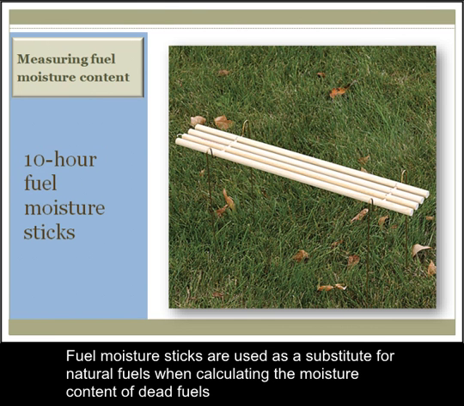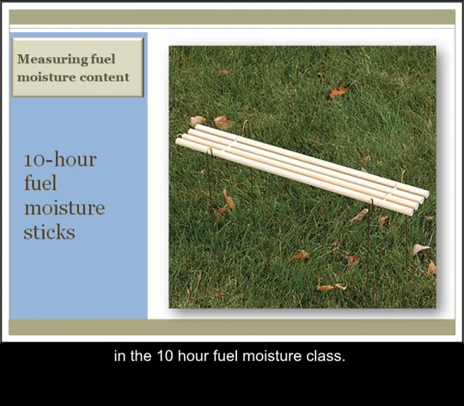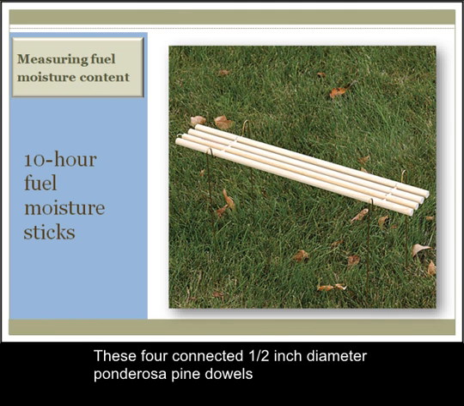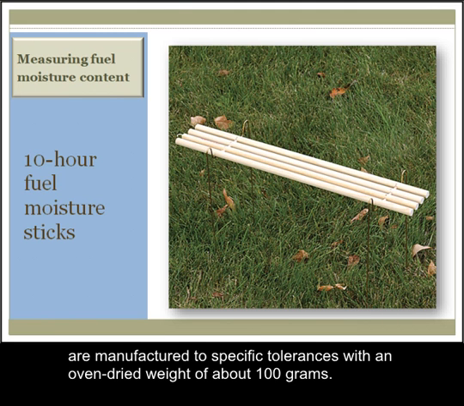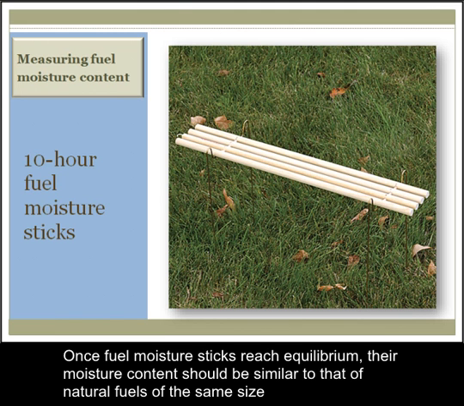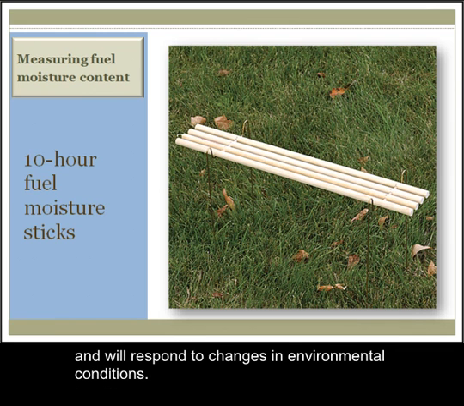Fuel moisture sticks are used as a substitute for natural fuels when calculating the moisture content of dead fuels in the 10-hour fuel moisture class. These 4 connected half-inch diameter ponderosa pine dowels are manufactured to specific tolerances with an oven-dried weight of about 100 grams. Once fuel moisture sticks reach equilibrium, their moisture content should be similar to that of natural fuels in the same size and will respond to changes in environmental conditions.